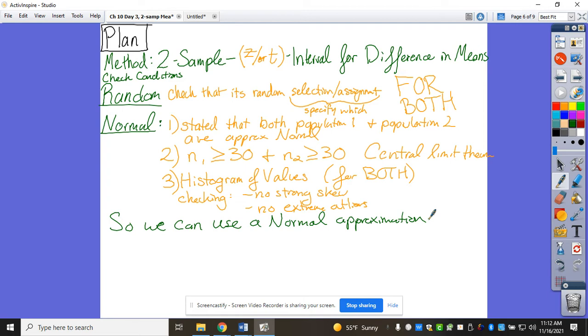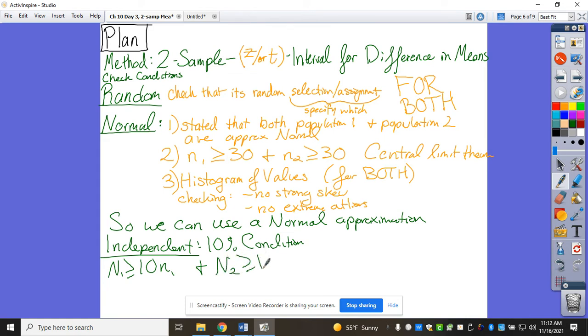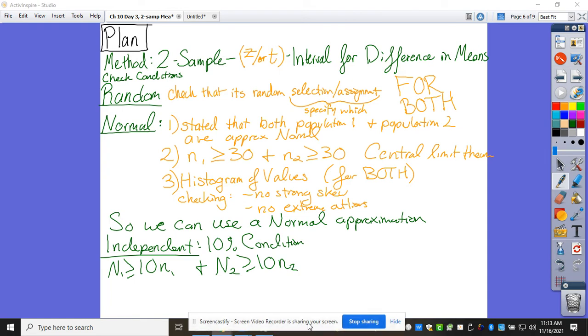And then my last condition, independent, which is going to be exactly the way we did it yesterday. Nothing changes there. So I'm still doing 10% condition, which means my first capital N1 has to be greater than or equal to 10 times lowercase n1, and capital N2 greater than or equal to 10 lowercase n2. And then however you choose to write this.